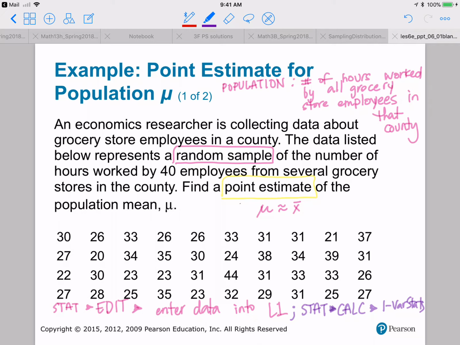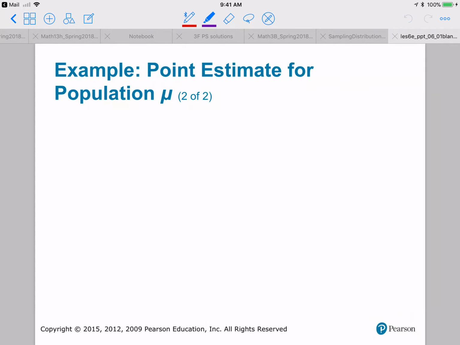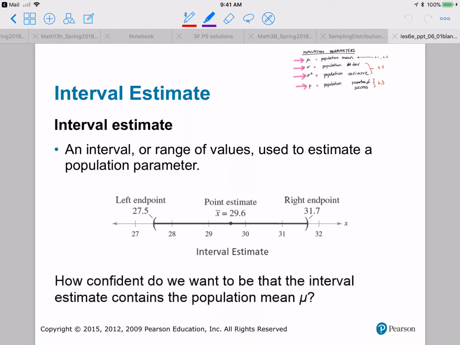In particular, I'm able to see that my X bar is 29.6. So mu, which is approximately X bar, is 29.6 hours. This is our initial estimate for how many hours grocery store employees work in this county. Based off of our sample, we can approximate that the average number of hours is 29.6 for the whole population. Okay, so that is a point estimate.